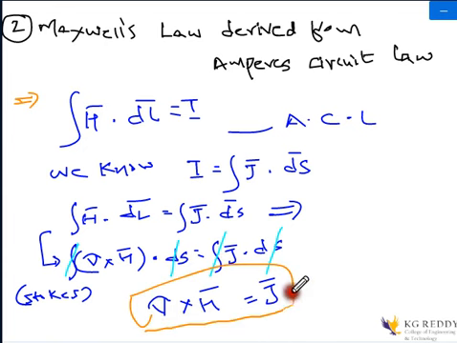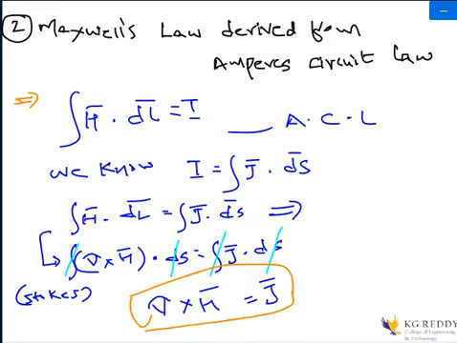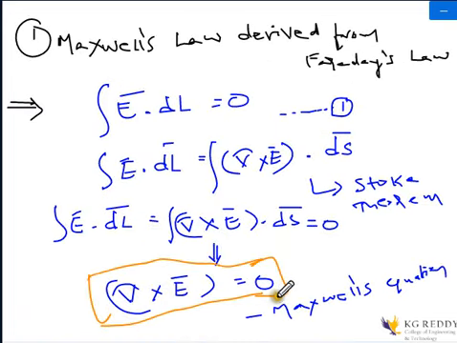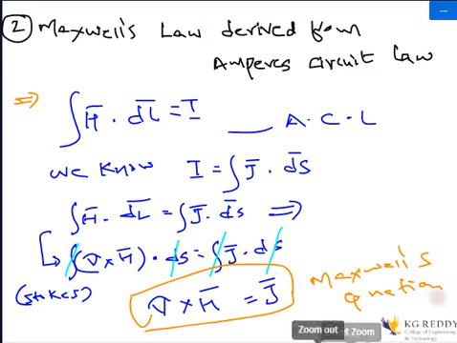Okay, so if you go back, this is the first Maxwell's equation where you get curl of E bar is equal to 0, whereas in the second Maxwell's equation you get curl of H bar is equal to J bar. The curl of the electric field intensity will be 0. We have already discussed the concept of curl in the previous lectures, and curl of H bar becomes J bar, where J bar is the current density. So this is one more Maxwell's equation which we have obtained from Ampere's circuital law.